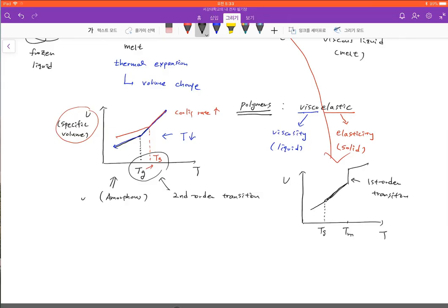Okay, that's the main difference between amorphous and semi-crystalline polymers. As you see from here, glass transition temperature Tg is below Tm. Okay, for semi-crystalline polymers, in general, Tg is located in between 0.5 Tm and 0.8 Tm.